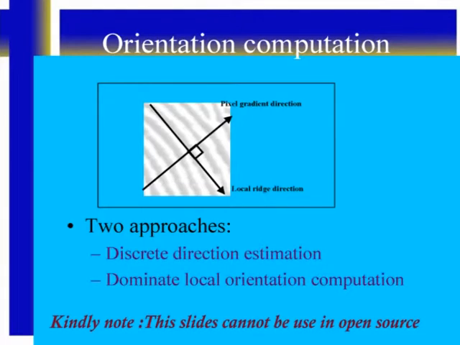How do you compute the orientation? Here you can see these are ridges, the black ridges that you see. Take any one ridge. Now along this ridge, you can draw a tangent sort of thing. Anything which is perpendicular to the tangent is the pixel gradient direction, and this is the local ridge direction. Now you can do a discrete direction estimation, or you can do what is called dominant local orientation computation.